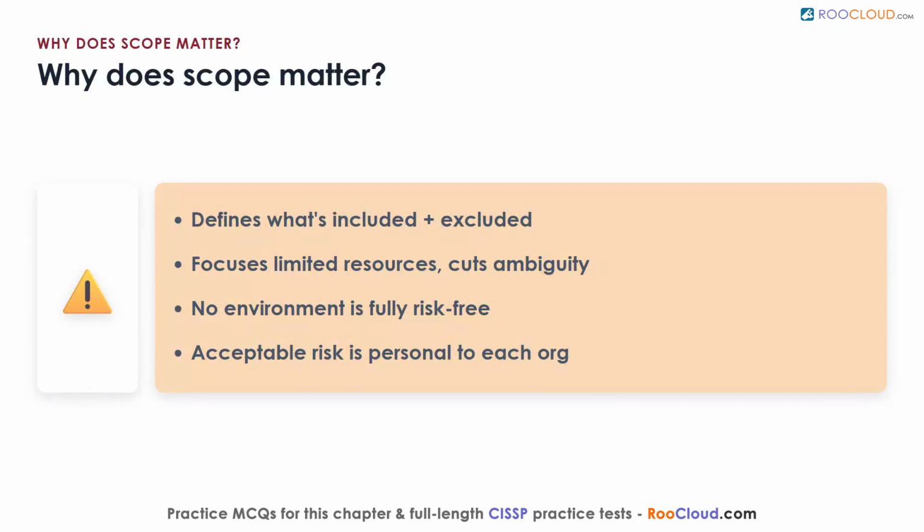Why does scope matter so much? Because it draws the boundary around the whole effort. Scope defines what is included and what is excluded from a risk assessment. A clear scope lets an organization focus limited resources where they matter, avoid ambiguity, and get everyone aligned on the objectives. Remember too that no environment is ever fully risk-free. Management decides which risks are acceptable, and that judgment depends on budget, expertise, and business conditions. Risk is deeply personal to each organization. Losing a modest sum devastates one company and barely registers for another.